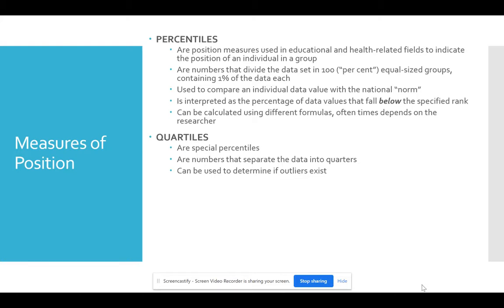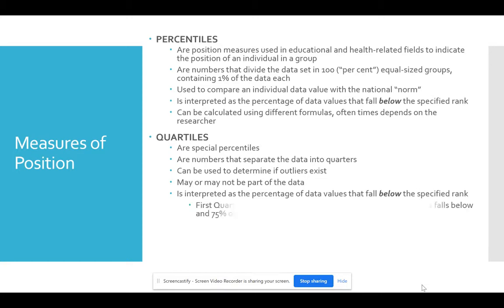The quartiles are useful in the sense that they help us to determine whether or not a data set has any outliers. And again, the importance of outliers is because they can affect the calculations of your mean and other values. Your quartiles do not necessarily have to be one of the actual given data values. It can be, but doesn't have to be. And again, it's the same interpretation as we had for percentiles. It's interpreted as the percentage of data values that fall below that particular rank.